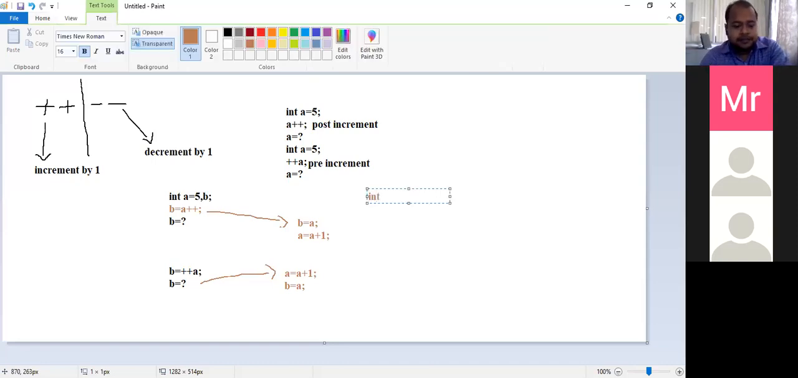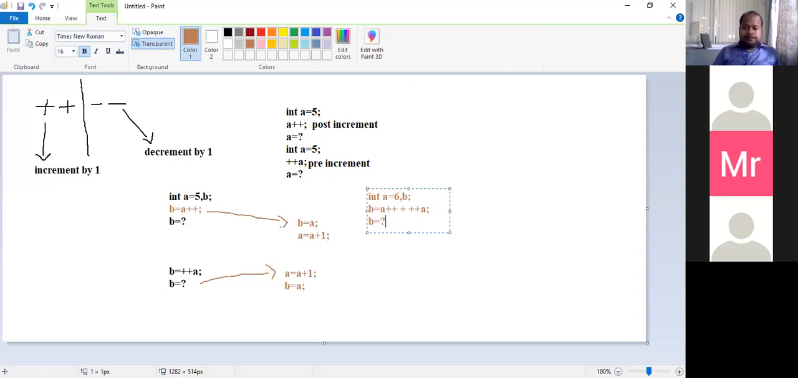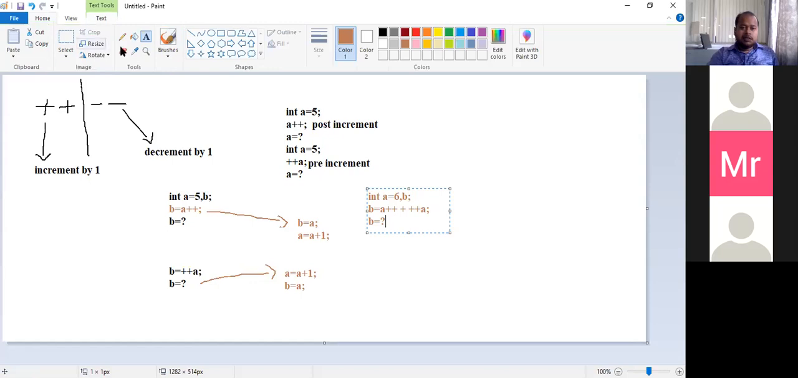Int a equal to 6, comma b equal to... then tell me the value of b. 12, sir. 11, sir. 13, sir. Two answers I will go through: one is 12 and one is 13.